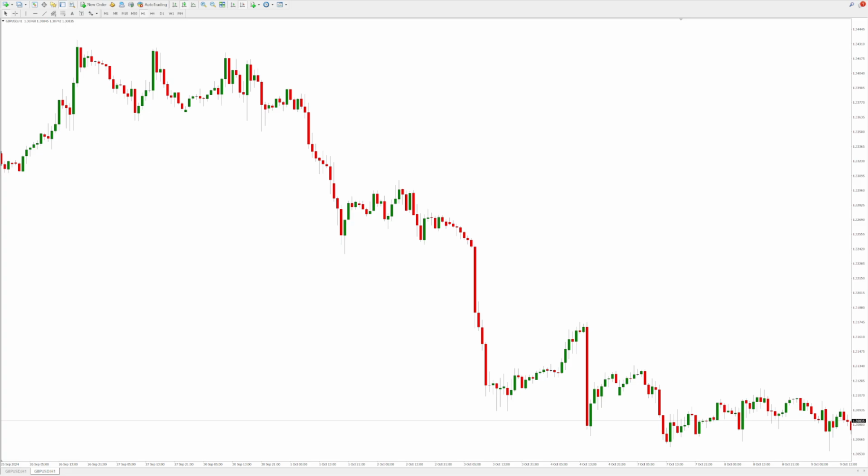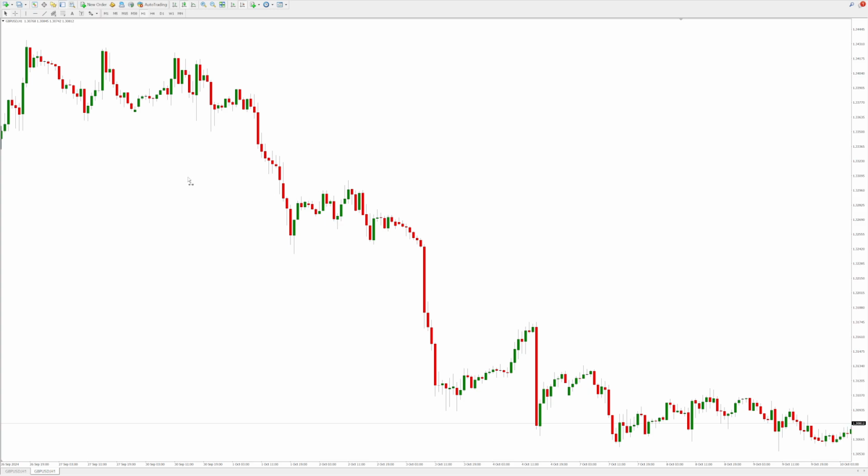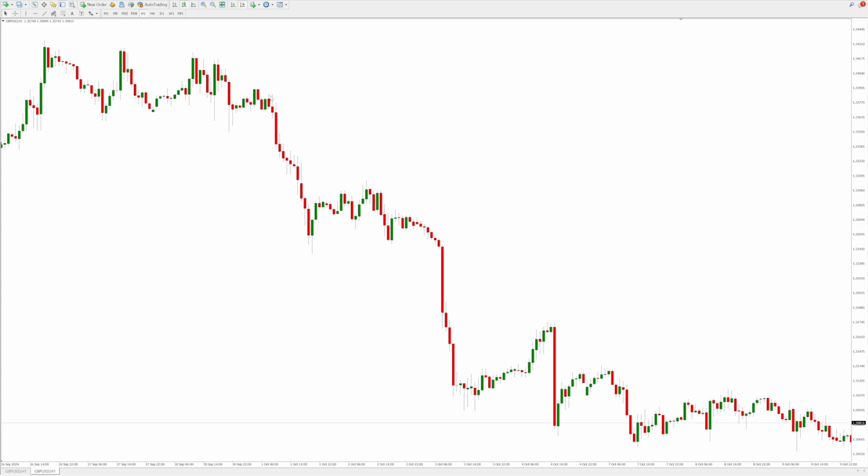Hi traders, and welcome to my video on Fibonacci levels and how you can use them in your trading strategy. Stay tuned, I'm going to show you how you can catch moves such as this one for over 300 pips using just the Fibonacci indicator.